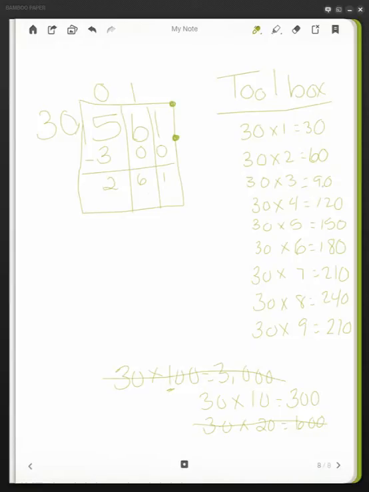I look over at my toolbox again, and I'm looking for 261. However, it's going to be ones. So I see that 8 ones gives me 240, and 9 ones gives me 270, and that's too much. So I'm going to stick with 8 ones, which gives me 240. I can then subtract, and I have 21. Now, my remainder is 21, which is less than 30, so I'm on the right track.